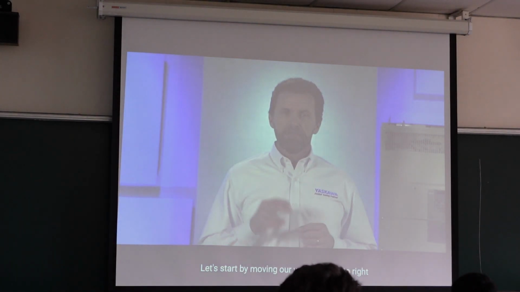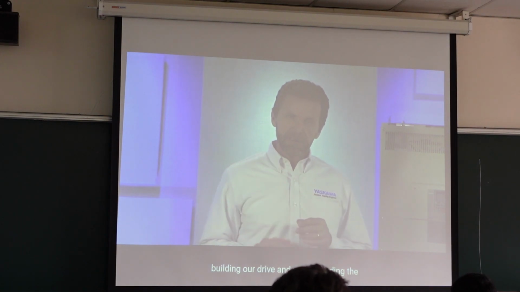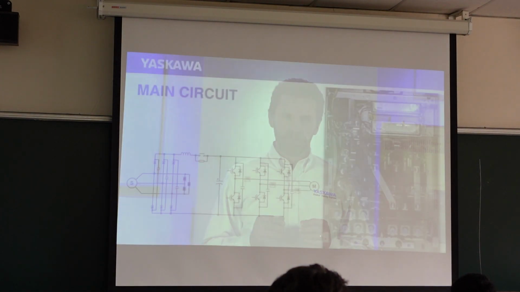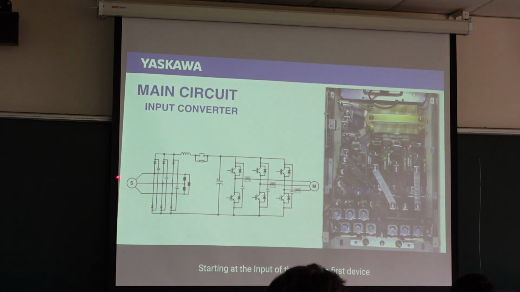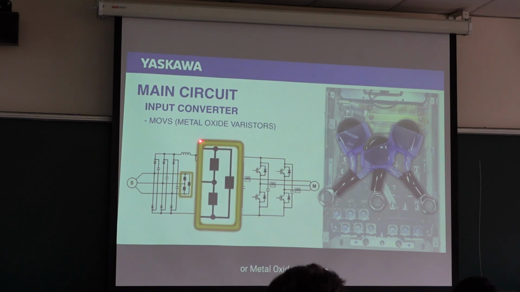Let's start by moving our way from left to right, building our drive and understanding the components along the way. Starting at the input of the drive, the first device in the incoming line is the MOVs, or metal oxide varistors. They protect against surge voltage, otherwise the drive can be damaged easily. So they use this to take away the voltage surge or spike when it comes into contact with a high spike.